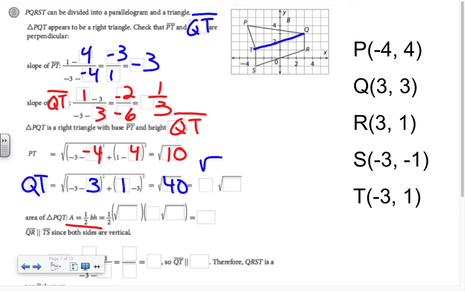40 is divisible by 4, so I'm going to break the 40 down into square root of 4 times the square root of 10. You should know, however, that the square root of 4 is 2. So that means that the length of QT is 2 radical 10.